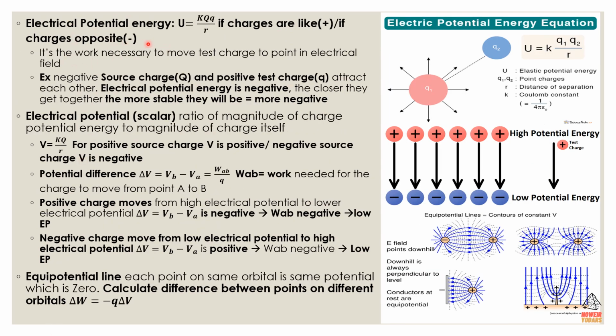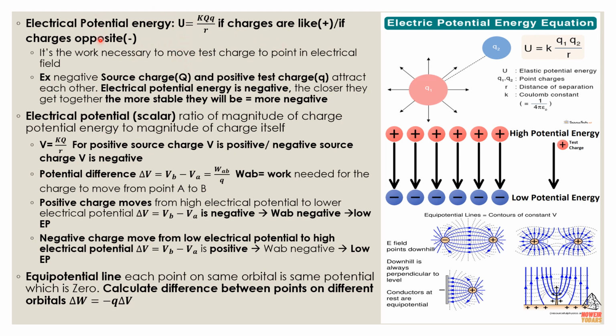Next we have the electrical potential energy. So U equals K, Coulomb's constant, times Q, the source charge, times q, which is the test charge. If the charges are alike, so positive and positive, for instance, it's positive. If the charges are opposite, so positive and negative, the answer is negative.